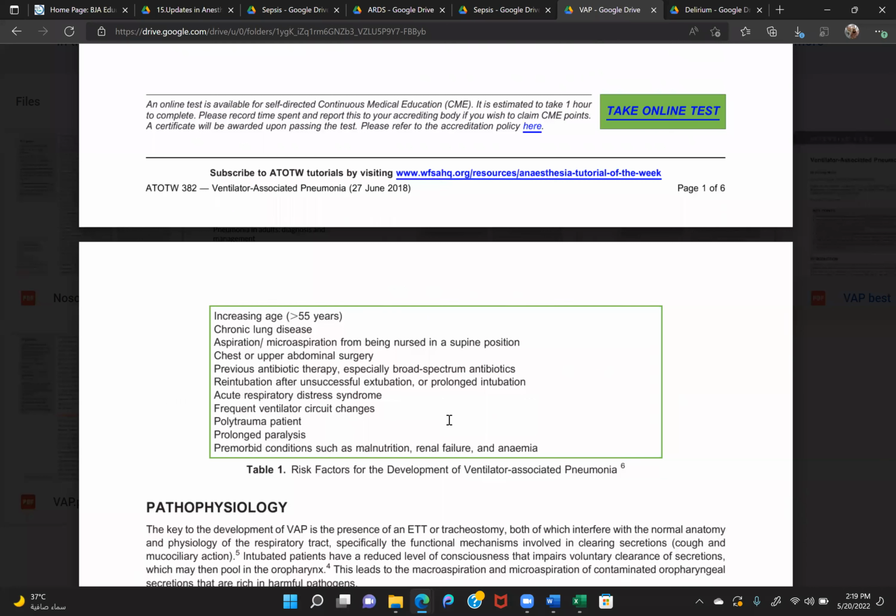Okay, micro aspiration. Why are they doing supraglottic suctioning? Why are they doing it? Yes, sir. Supraglottic suctioning is for it.